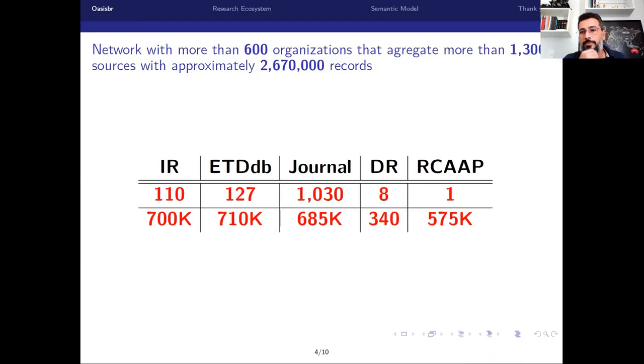And these are some numbers of Oasis BR. We are aggregating more than 600 organizations with more than 1,300 sources that aggregate approximately 2,670 records. So we have 110 IRs, institutional repositories, and this is the distribution of the number of sources in each category and the number of records in each category.